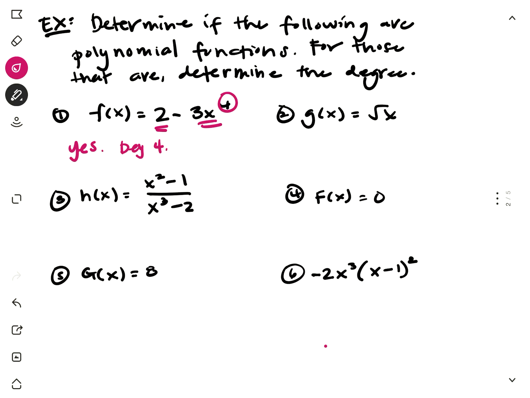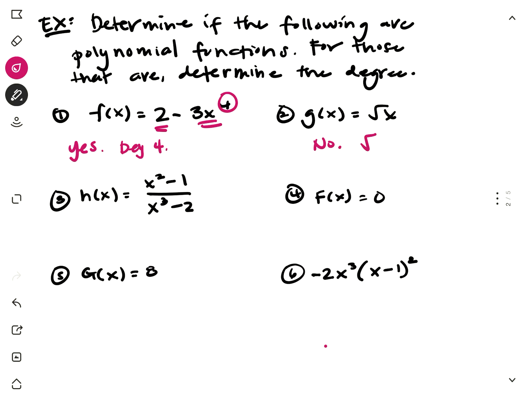Okay, for part 2, it's saying that g of x is equal to square root of x. So the thing that we're looking at here is a square root, right? So this is definitely not a polynomial function. We don't have a whole number exponent. Well, we could change it to an exponent, but that's for later down the road. But this one is a no. We don't do square roots. Square roots, any roots make it not a polynomial.